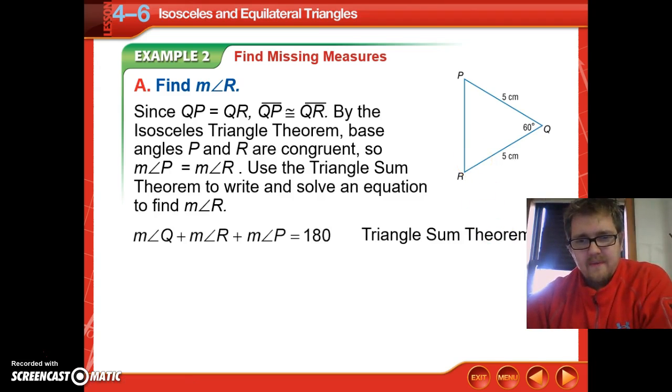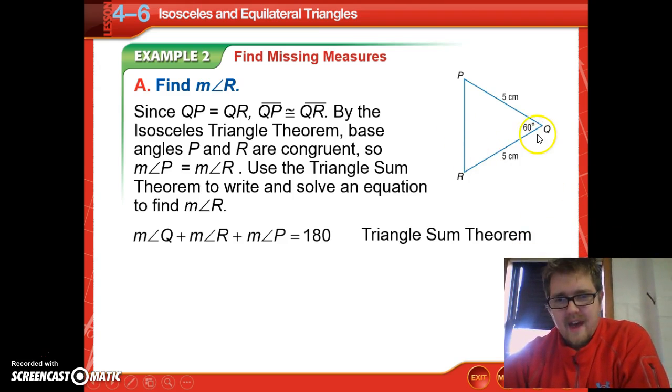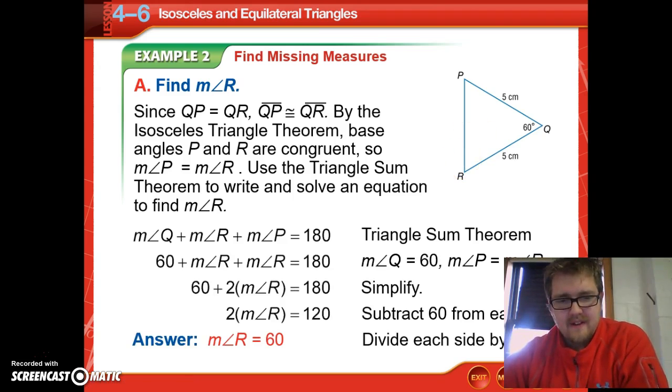So by the triangle sum theorem, since those two are equal, the remaining sum after this 60 degrees, R and P, has to add up to 120. The only way those can be equal and add up to 120 is if R and P are 60 degrees each. So angle R and angle P are 60 degrees. If you want to take a look at this in detail, you may go ahead and pause the video, but we're going to move on for the sake of time.